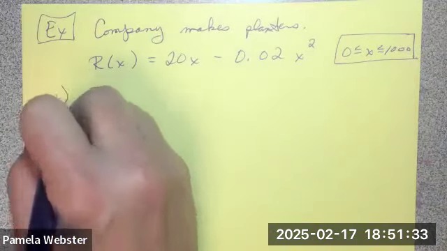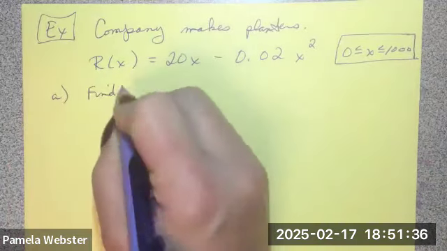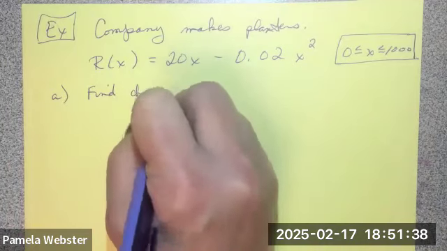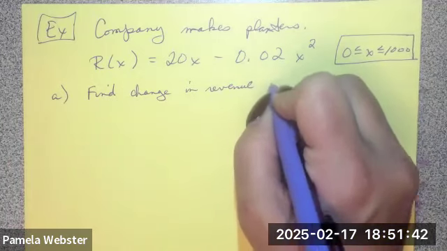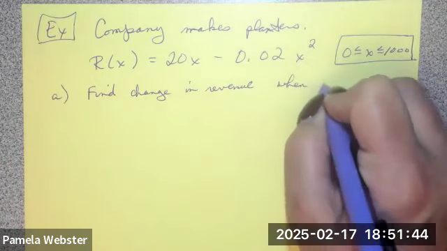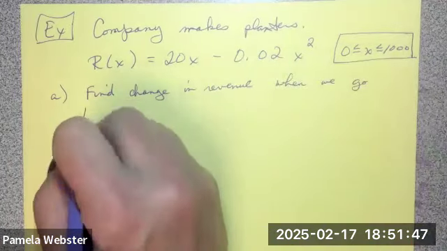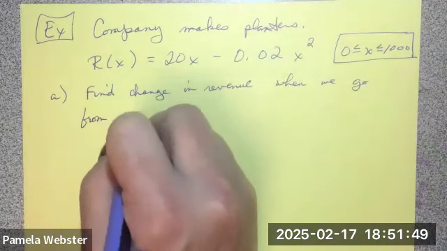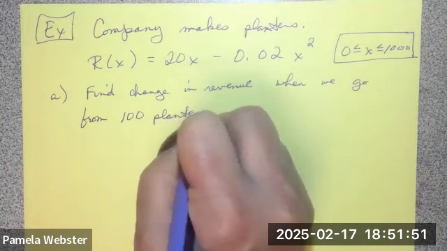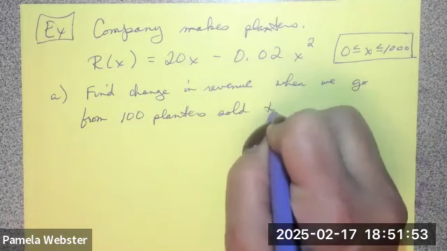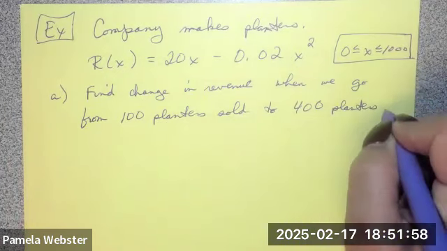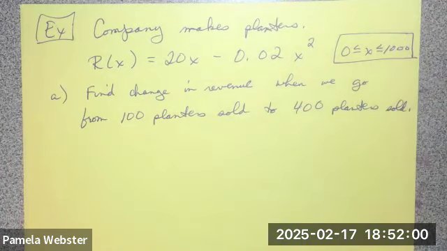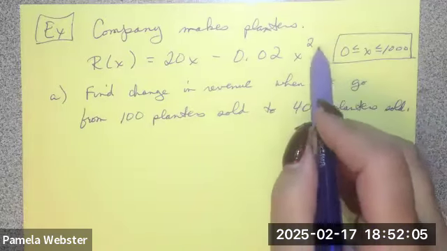Part A says, find the change in revenue when we go from 100 planters sold to 400 planters sold. Okay, so the revenue is going to go up, right? But it's not going up in a linear fashion, right?